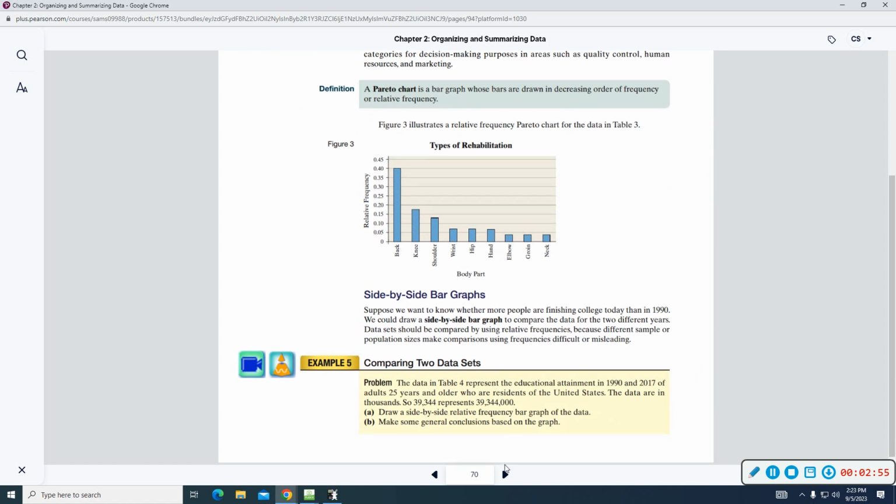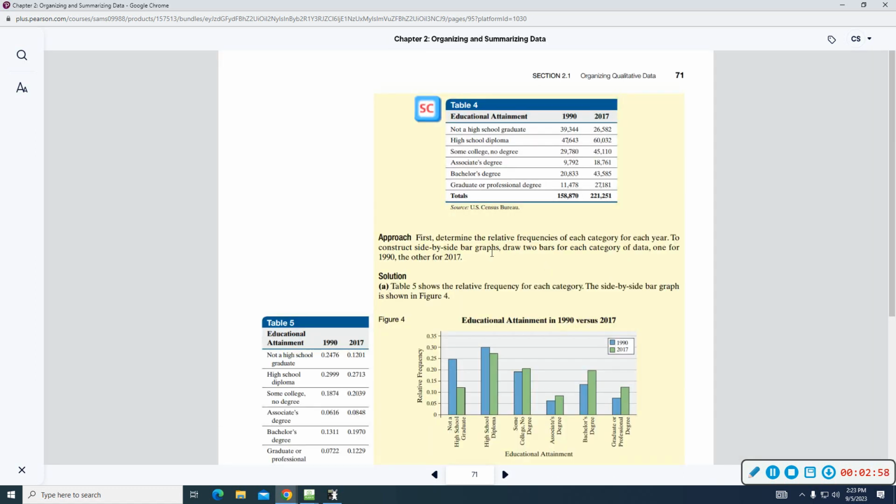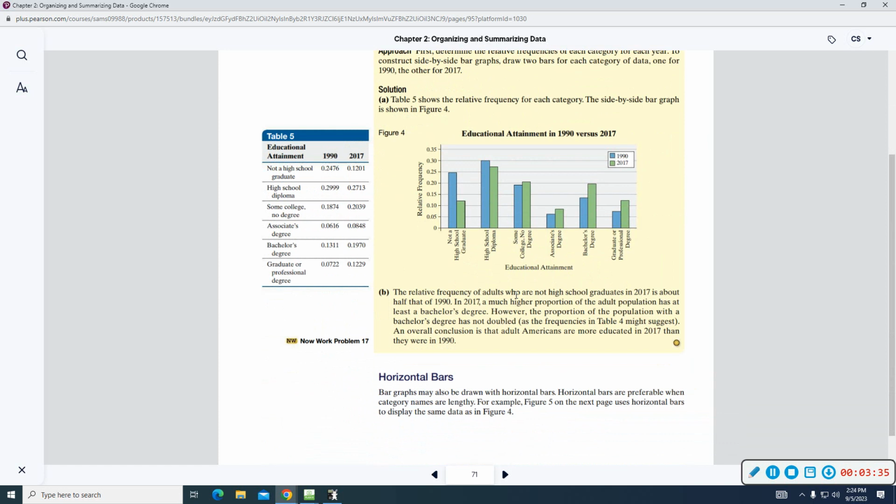We have a side-by-side bar graph, which maybe compares two categories side by side. As you can see, one blue, one green. So one is not a high school graduate, and then high school diploma. Is that what's going on in this table? Education attainment from 1990 to 2017. Not a high school graduate, high school diploma, some college, associate's degree, bachelor's degree. So I got a bunch of different categories. Which two are they comparing?